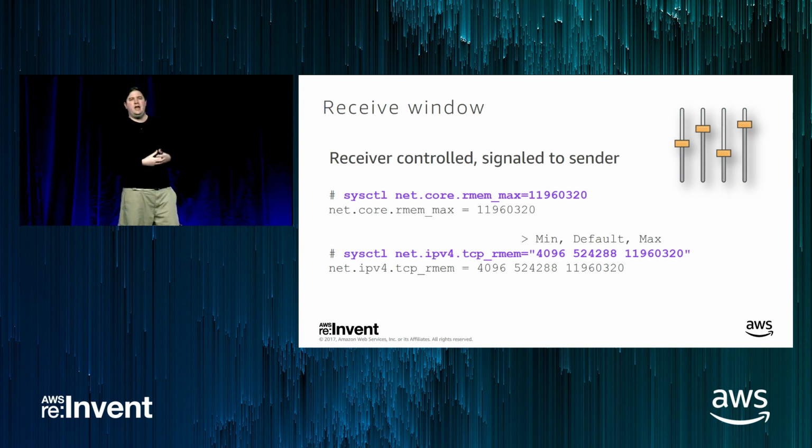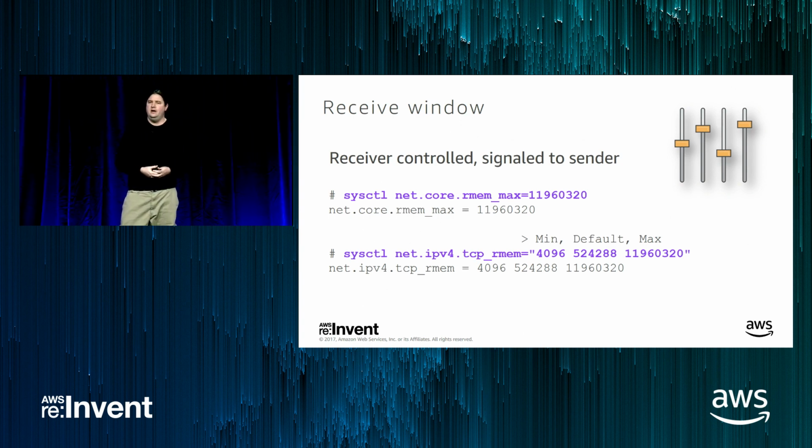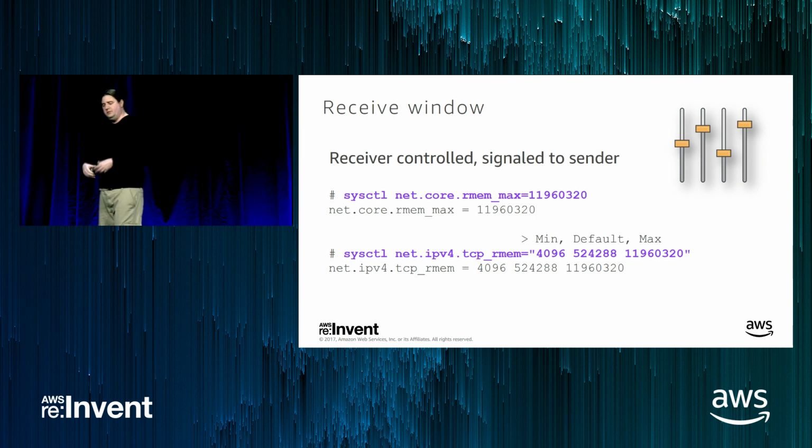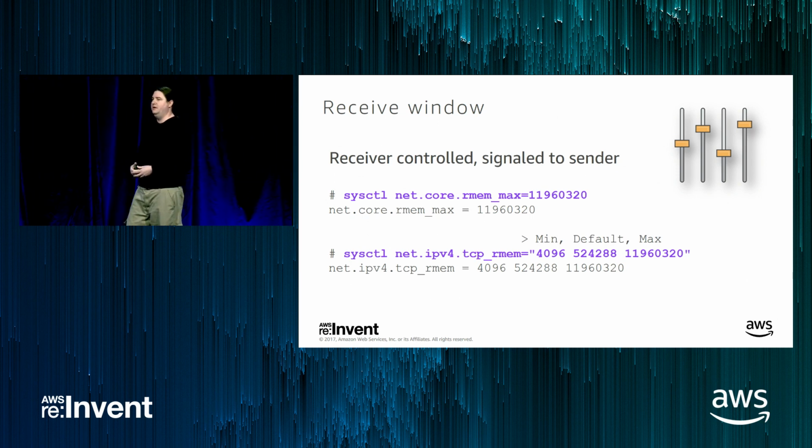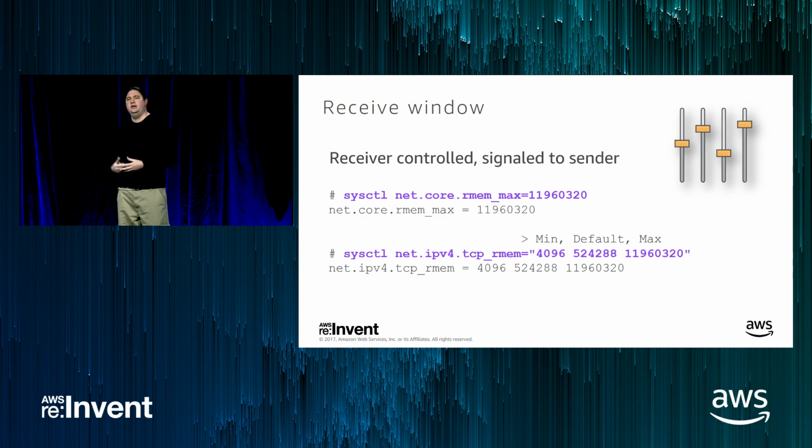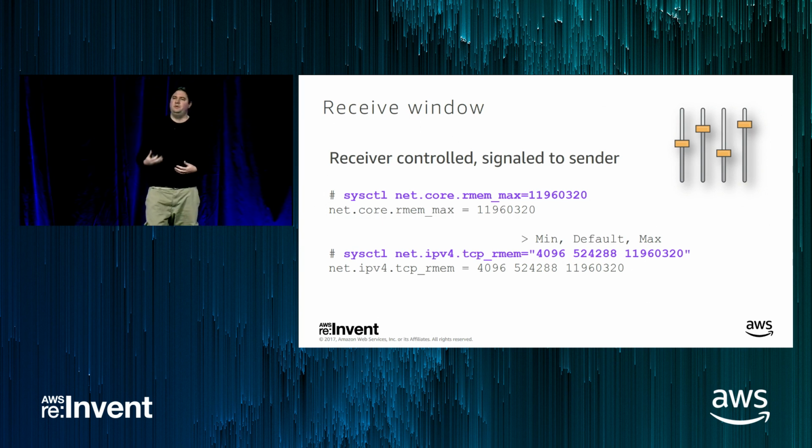And the TCP one actually has a 3-tuple of values. It's a minimum, default, and a max. And so the really important one there is the max, right? If we don't allow our TCP connection to ramp up past that, then it's placing an artificial ceiling. So if this maximum value is set too low, then you're going to be artificially capping your bandwidth.